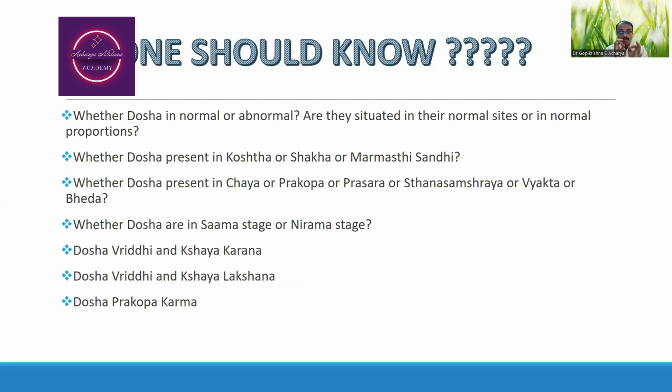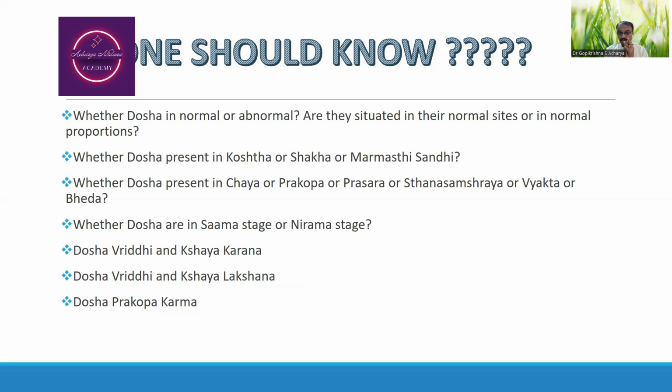That is about the Vata dosha normal sites. So, like that, we have to identify them. Whether the dosha are present in the Koshtha or Shakha or Marmasthi Sandhi, whether the abnormal dosha or pathogens are present in the alimentary canal, or in the intravascular compartment, or in the interstitial compartment, or in the intracellular compartment, that has to be identified.